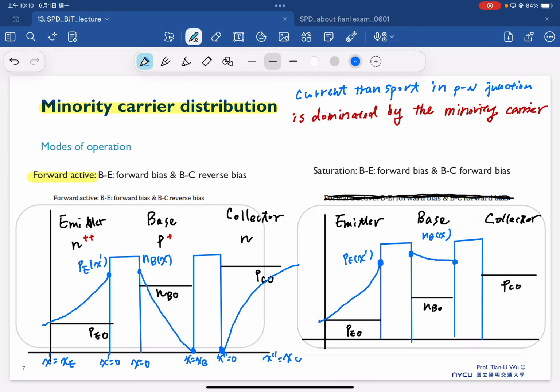And then this one will still follow the similar behavior of this PN junction. So we will decay to the PC0 here. So this is the minority carrier distribution for the case of saturation.